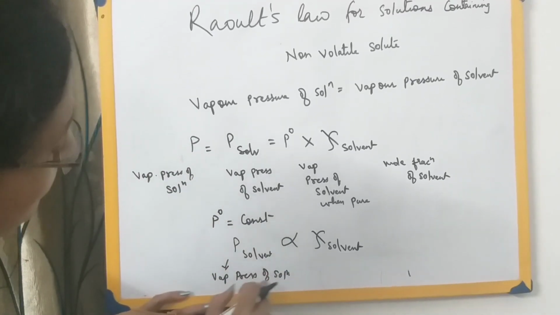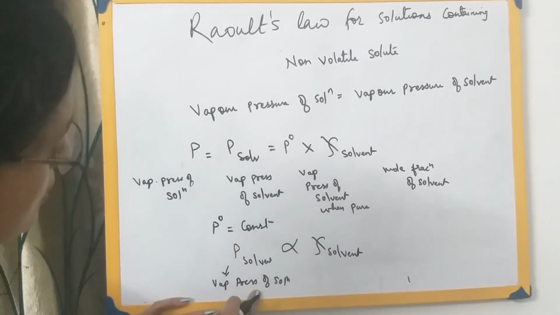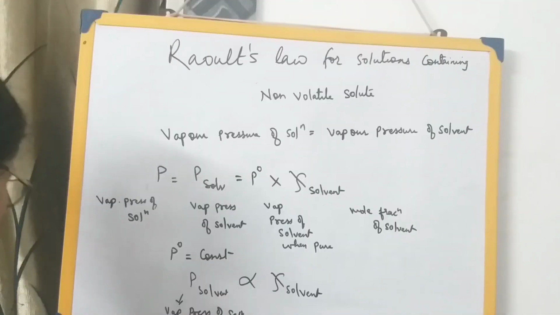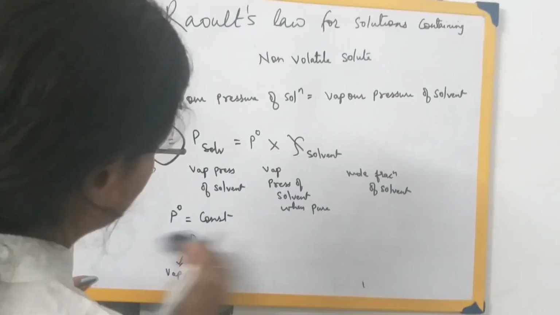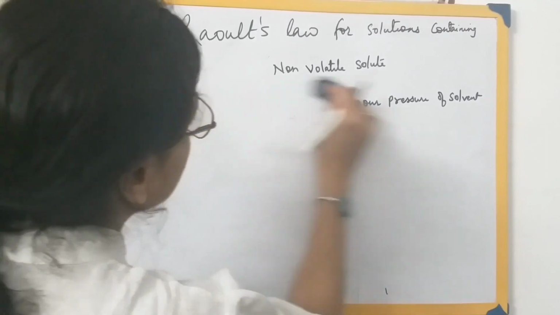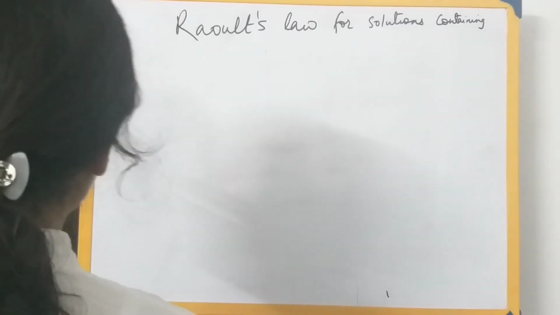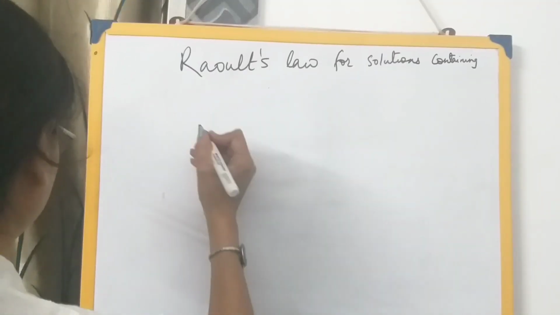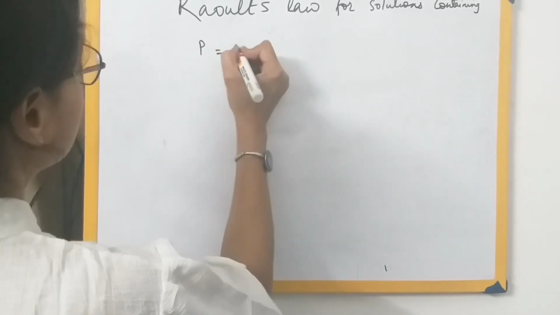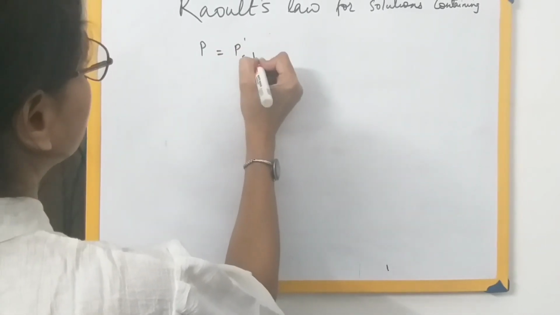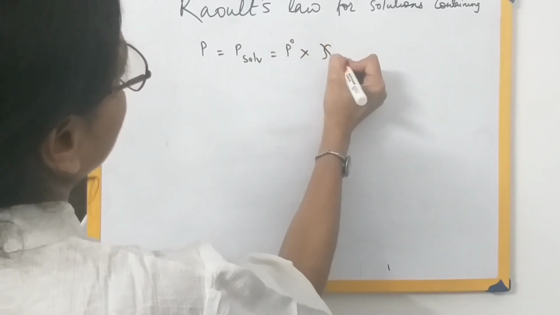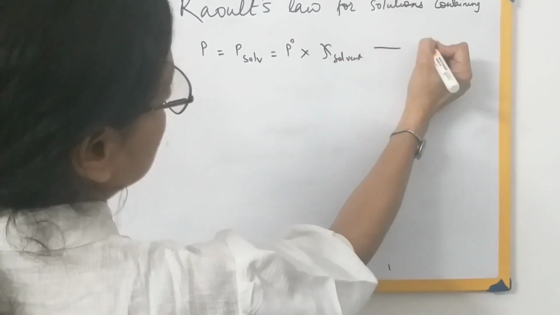So we can say what? Vapor pressure of the solution containing non-volatile solute is directly proportional to the mole fraction of the solvent. Clear? Suppose we have a binary mixture, having a solute as well as a solvent. So what can we write down? Let me just write it down once again: P is equal to P of solvent, which is equal to P0 into chi of solvent. This was the first equation, which I wrote on the board.